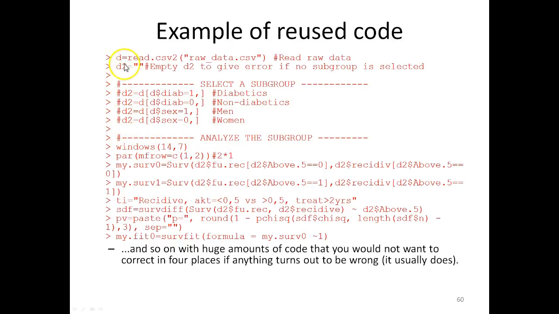And by erasing D2 here and putting these number signs in front of all the D2s, you make sure that if you just run the code, D2 will contain nothing and you will get an error message here because it doesn't work. And then you will realize that you have to do something, that is to load the subgroup you're interested in.